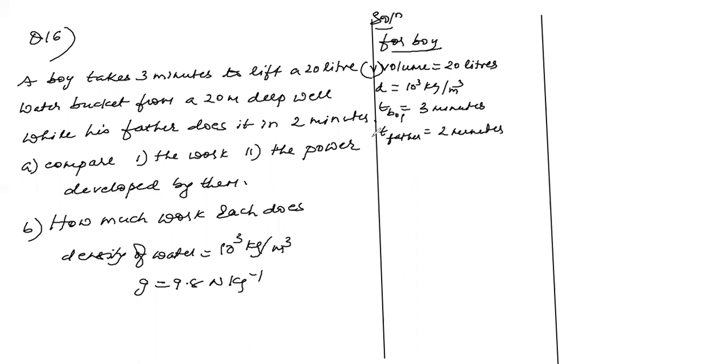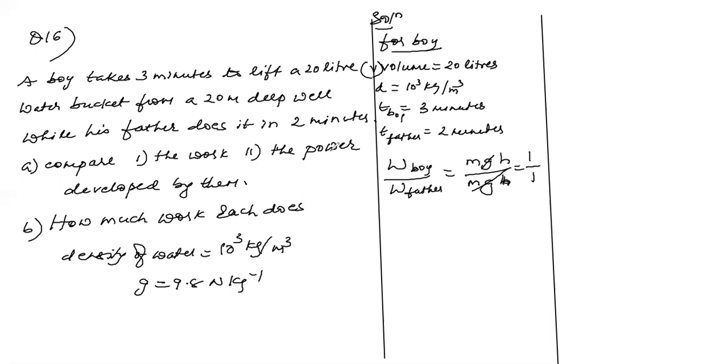Now they want me to compare the work done by the boy upon the work done by the father. Since it is mgh with mgh, okay? So what is the mass of the water? Both are climbing to the same height. So the mass of water is going to be the same, 20 kg, for the boy and the father. Even acceleration due to gravity is the same, and they're lifting it to the same height. So naturally, it will be 1:1.